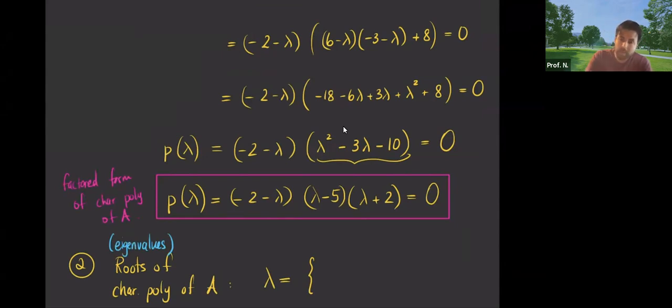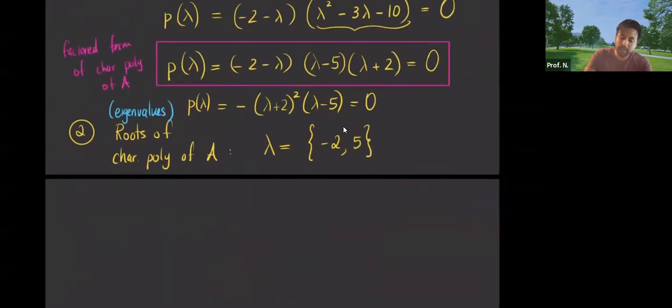We got -2 and 5. Oh, so actually we can write this a little neater, right? You can factor out the negative. You get lambda plus 2 squared times lambda minus 5. That equals 0. So that's the more compact form of the characteristic polynomial. And what we notice is that -2 is repeated. It's a repeated root.